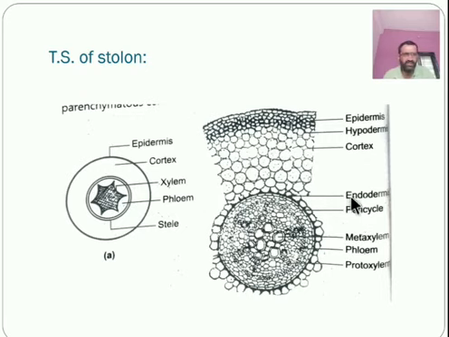This is the endodermis, and beneath that endodermis, the pericycle, further the phloem and the metaxylem, the xylem and phloem region, are arranged. Again, let us see here. This is the xylem region and this is the phloem region. These are the stellar region, and the outermost layer is the epidermis. Beneath that the cortex is present. In this way, this is the TS of the stolon.